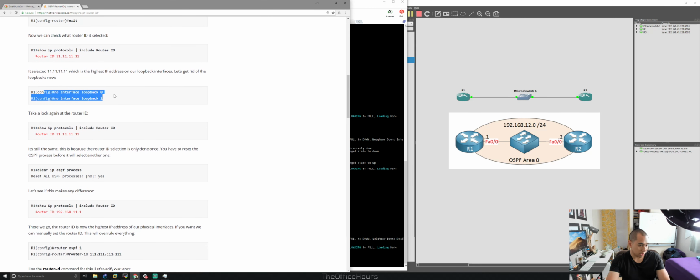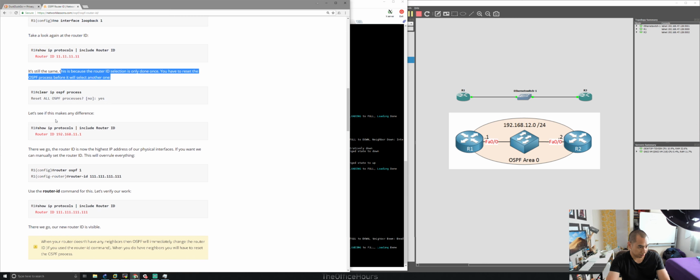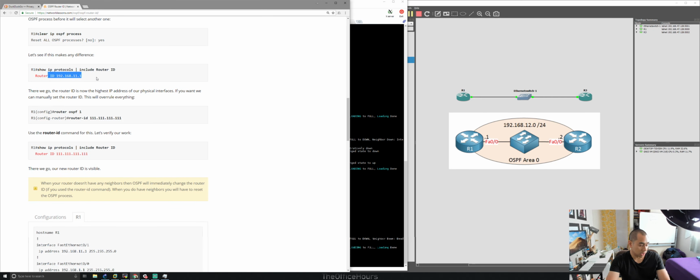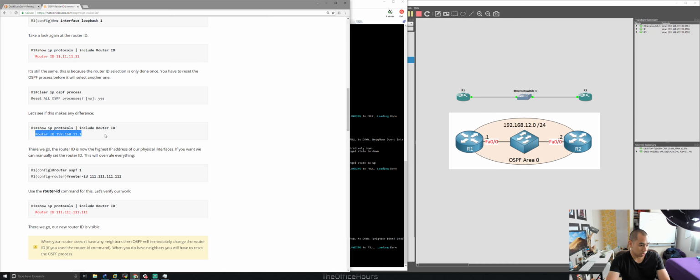So if we delete both loopback interfaces, then the router ID doesn't change. This is because the router ID selection is only done once. You have to reset OSPF in order for it to select a new one. So to reset OSPF, you do clear ip ospf process, and if you do that, it'll take on Fa0/1's IP address because it's the higher of these two, and that's confirmed right here.